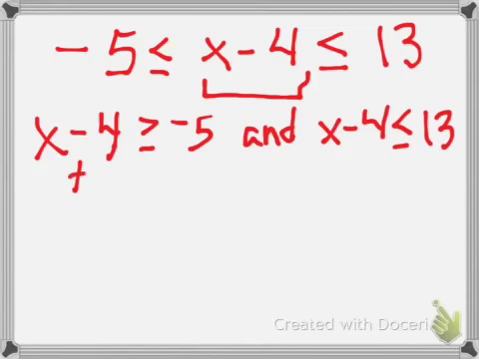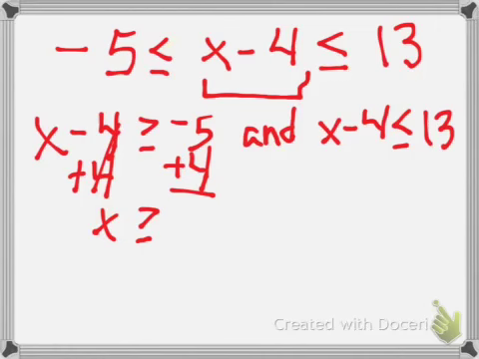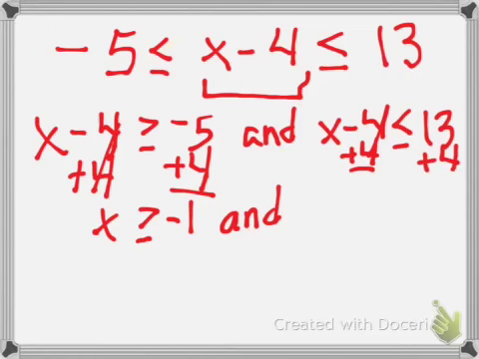You're going to add 4 to both sides, and you get x is greater than or equal to negative 5 plus 4, which is negative 1. And add 4, x is less than or equal to 17.